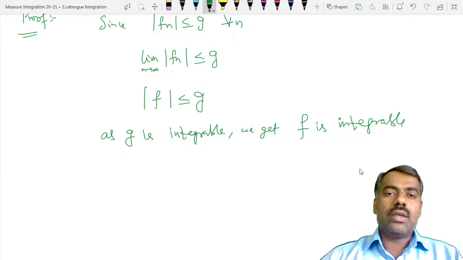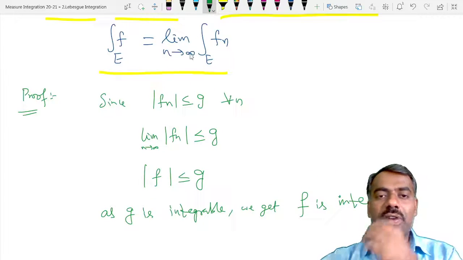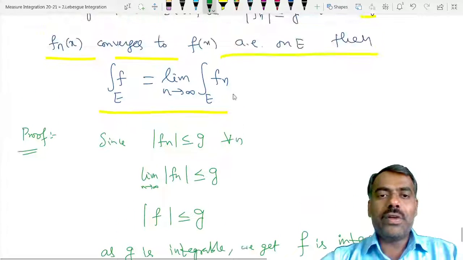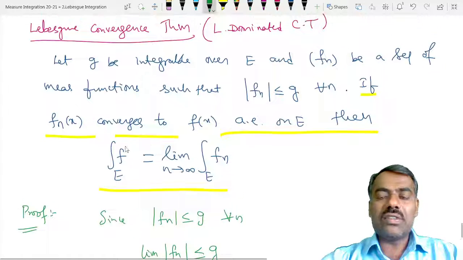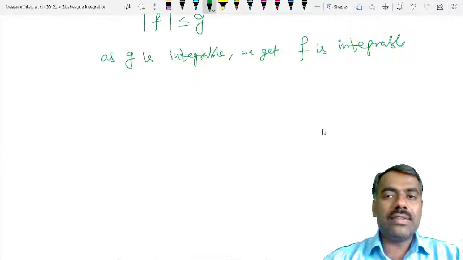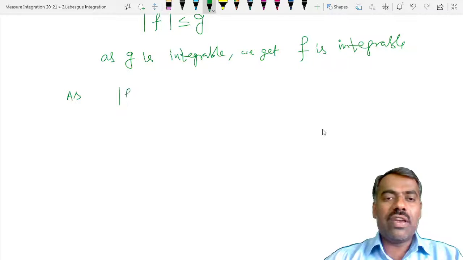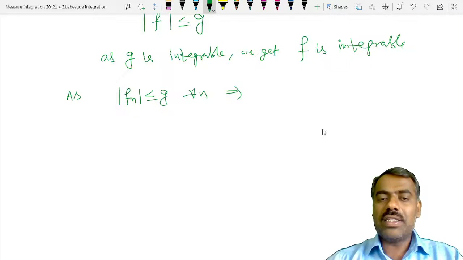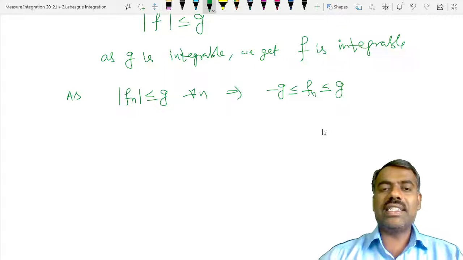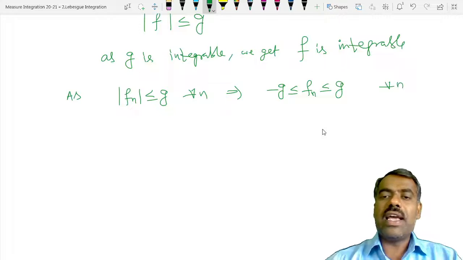Okay, right? Now we'll show that the integral of f over E is the limit of this. What we use is simply Fatou's lemma to prove this, right? As |fn| is less than or equal to g for all n. |fn| less than or equal to g is the same as fn is less than or equal to g and greater than or equal to minus g. Is this clear? This is true for all n.